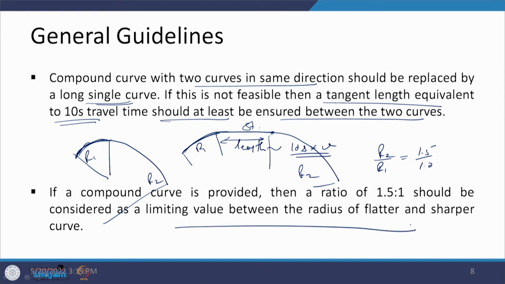And obviously, if it is less than this, then they are coming closer: 1.4, 1.3, 1.2, 1.1 and 1. As soon as it is 1, the problem is solved and we have a single circular curve at that point. But if it is going beyond that, if it is more than this, then it is always better that we stick to this type of solution and we stagger them and have a straight section between those.